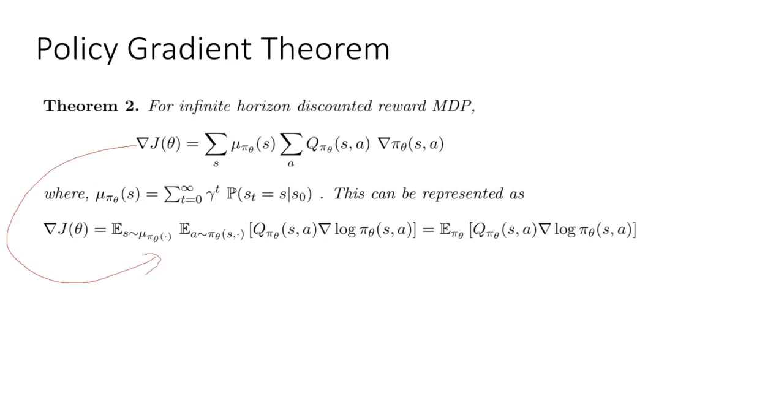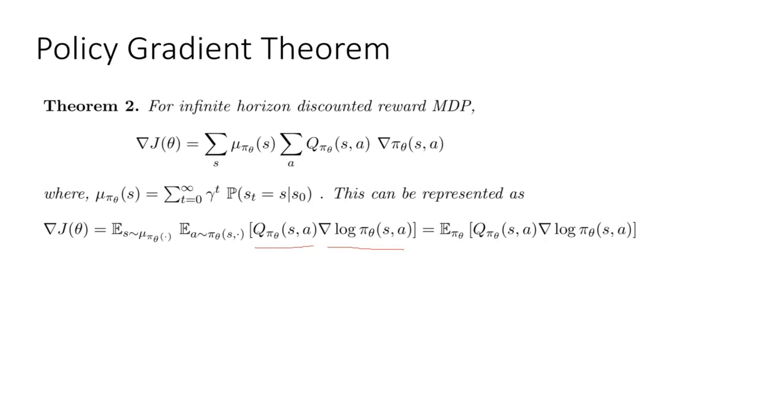Okay. So the gradient of J of theta is an expectation where the state is sampled according to the stationary distribution, and the action is sampled according to the policy, of the quantity inside the bracket. What is that quantity? It is my q value, q pi theta, times the gradient of log pi theta. How do we go from here to here? That is easy, but I'm not going into the technical details. But you see what is inside that bracket.